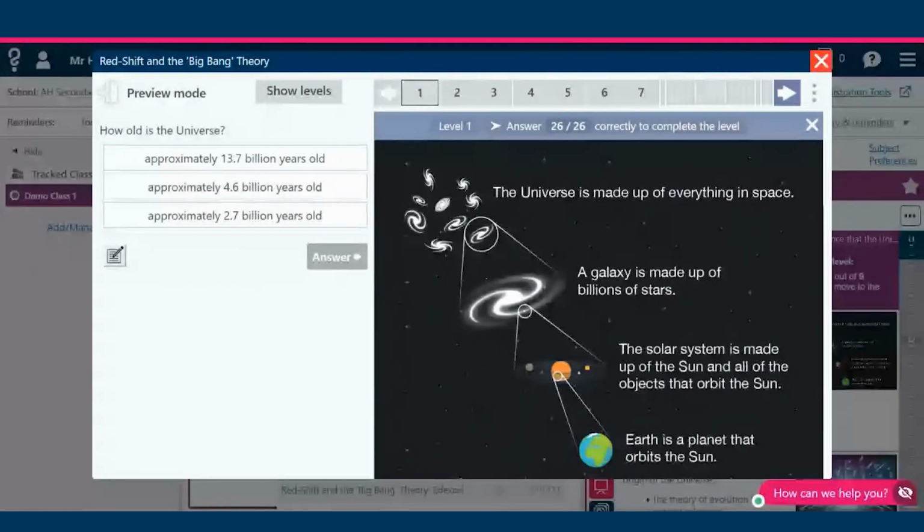So here we go. All of our question sets are written by specialist teachers. For example, this question set here on why is redshift evidence for the Big Bang Theory?